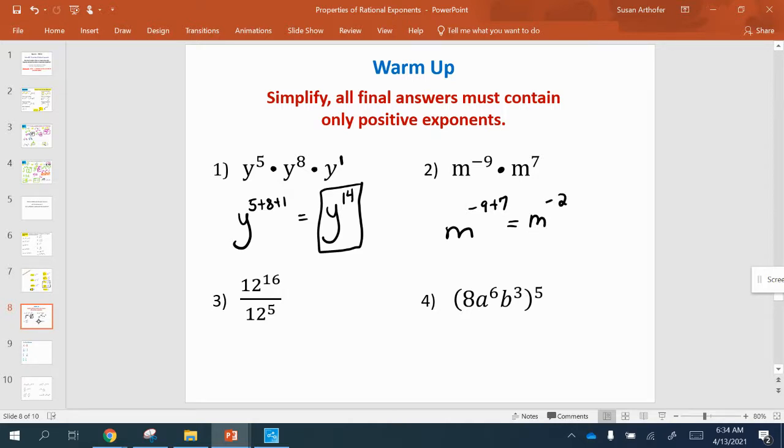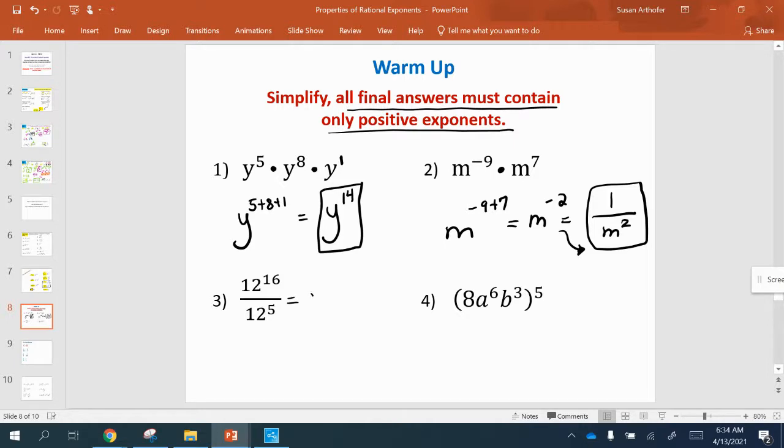Now this is a negative exponent. Your final answers must contain only positive exponents, so you have another step to do. You need to drop this down into the denominator over 1. And the exponent of 2 changes to a positive 2 once you make that movement. And then this one we went ahead and talked about, if your base is the same, then you just subtract your exponents. So this would be 16 minus 5 is 11.